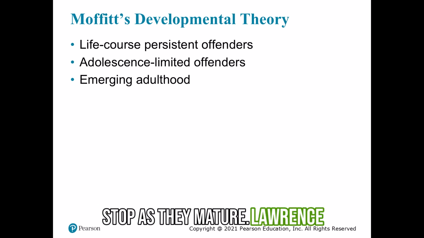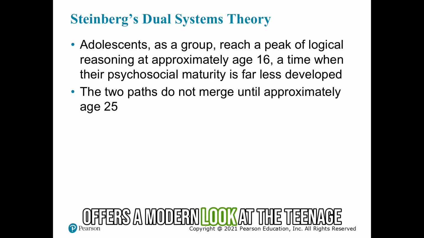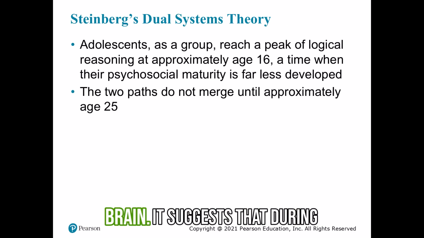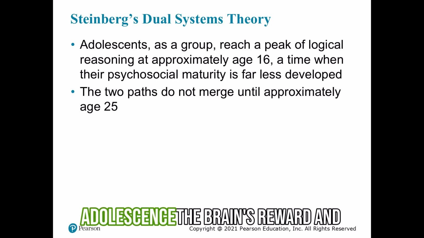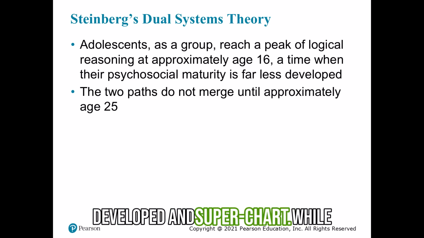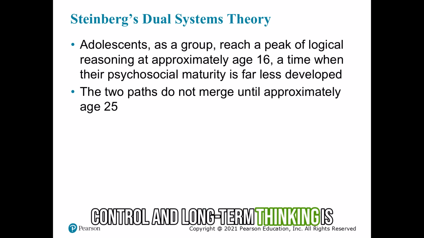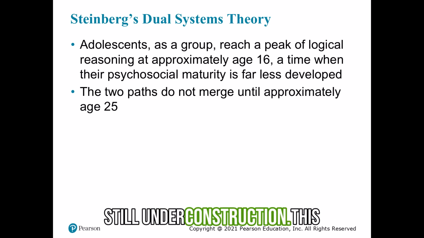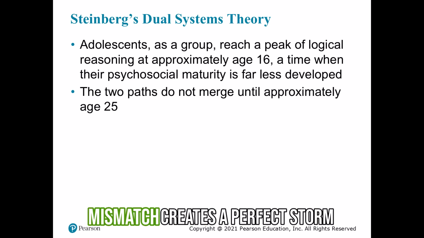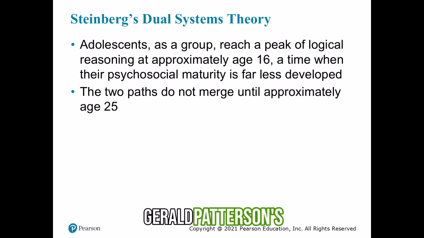Laurence Steinberg's dual systems model offers a modern look at the teenage brain. It suggests that during adolescence, the brain's reward and thrill-seeking system is fully developed and supercharged, while the system responsible for self-control and long-term thinking is still under construction. This mismatch creates a perfect storm for impulsivity and risk-taking.